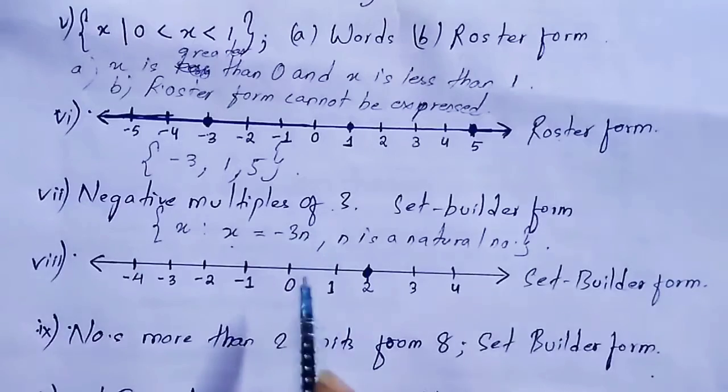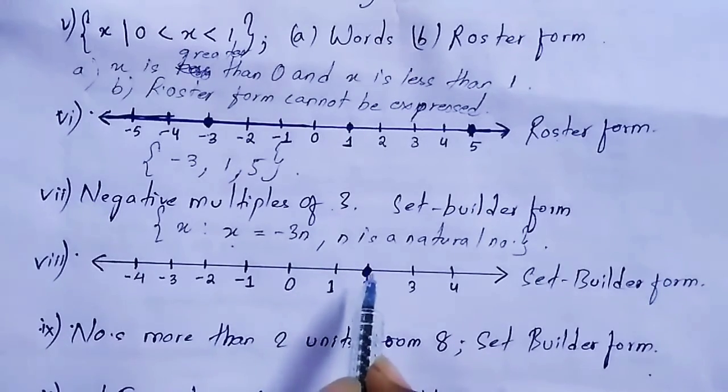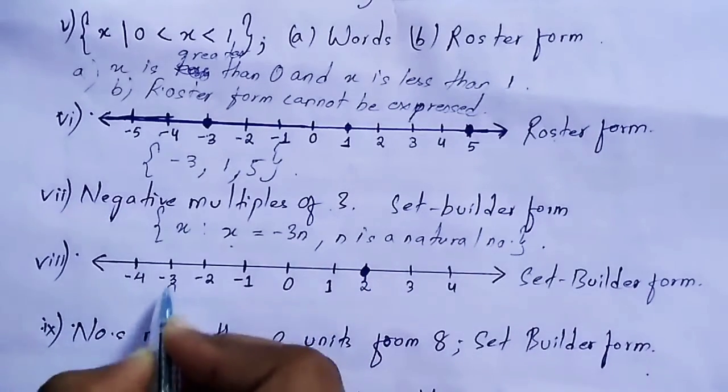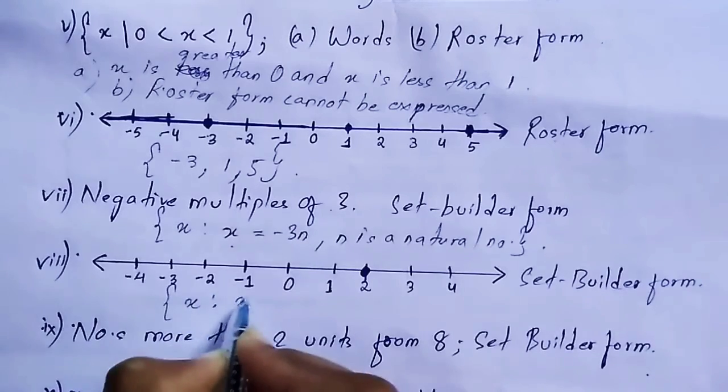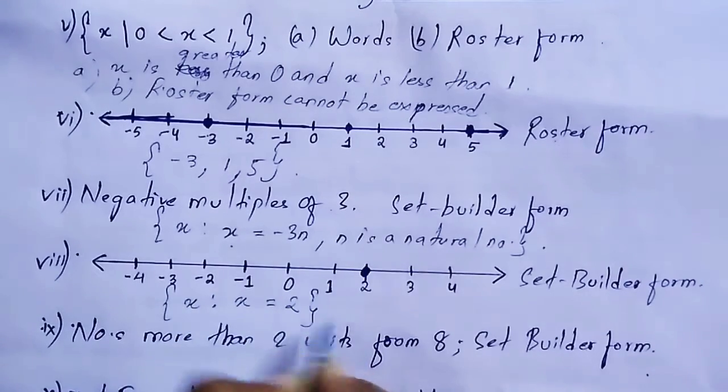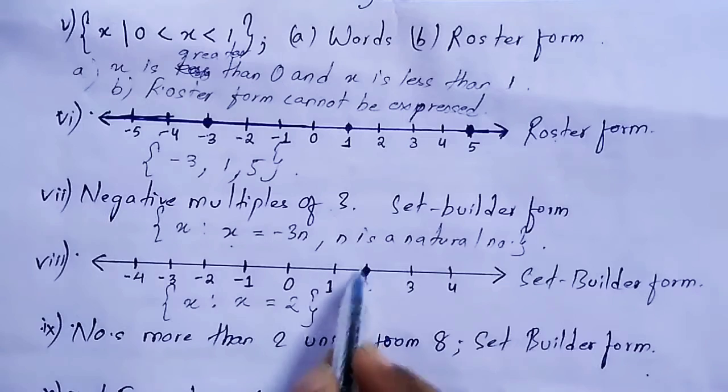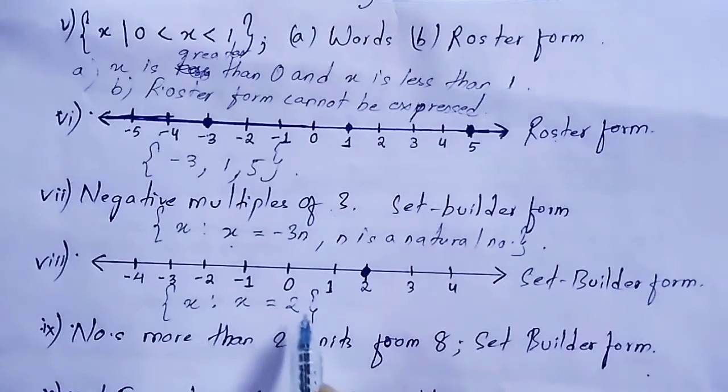Next one, this is again a number line and you need to express this in set builder form. You can again see the numbers. This is marked. So you need to write x is such that x is equal to 2 because there are no other numbers. So only 2 is circled. So x is such that x is equal to 2.